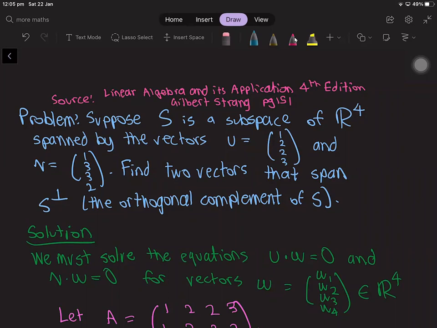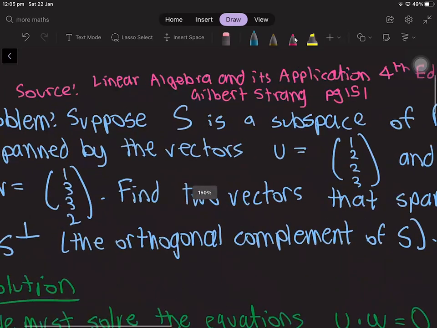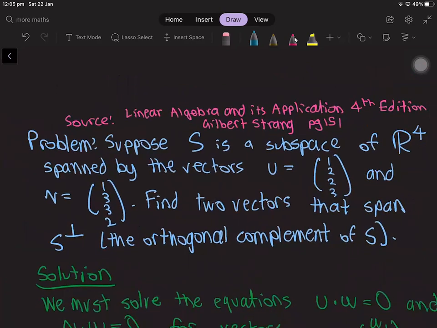In this video, we'll be having a look at the following linear algebra problem. Suppose S is a subspace of four-dimensional space, which is spanned by the vectors u equals (1, 2, 2, 3) and v equals (1, 3, 3, 2). Find two vectors that span the orthogonal complement of S. So these are two vectors that span the subspace which is orthogonal to S.